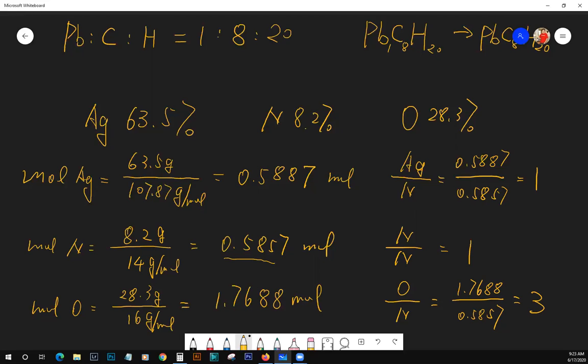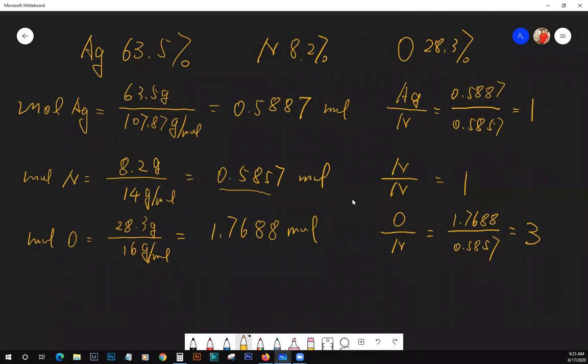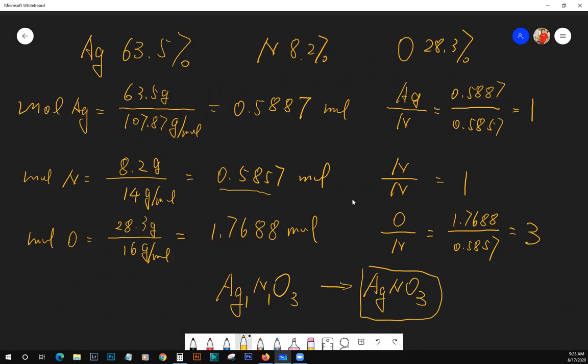So now for the combination of silver, nitrogen, and oxygen, here is silver 1, nitrogen 1, oxygen 3. Usually we don't write 1, so you can just write silver, nitrogen, and oxygen 3. So this is silver nitrate. This is the empirical formula for silver nitrate. You got it? Okay, so let's have a break, and we will talk more.